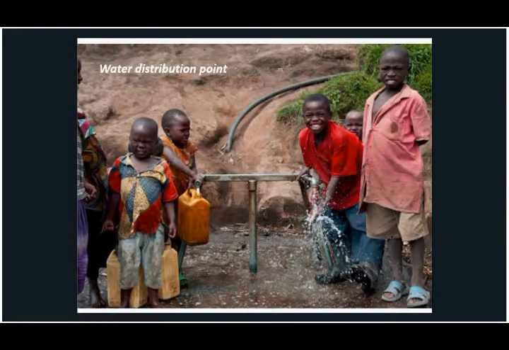An example of a water distribution point. Look at this photo and think what possibly could go wrong. I leave you a few seconds to have an idea.